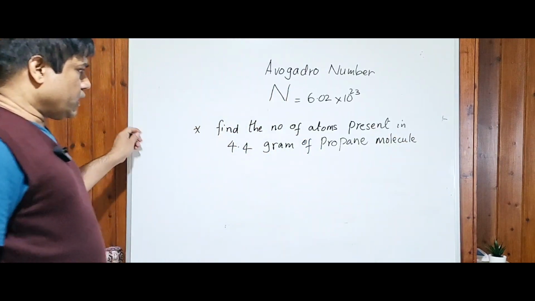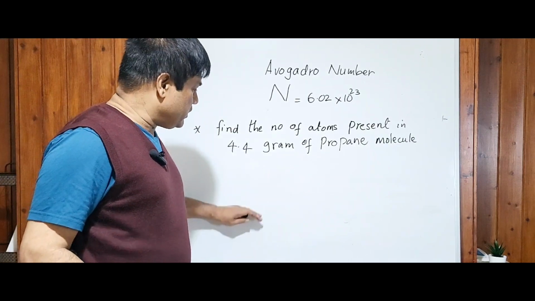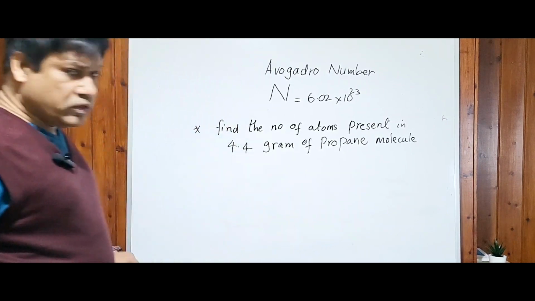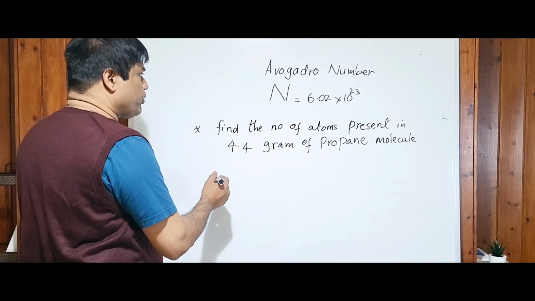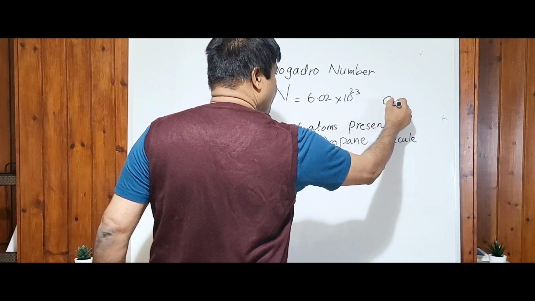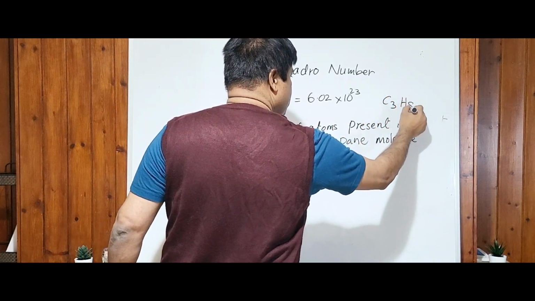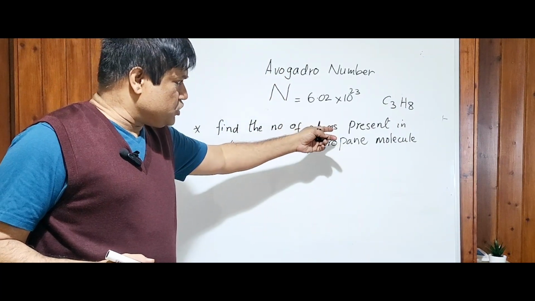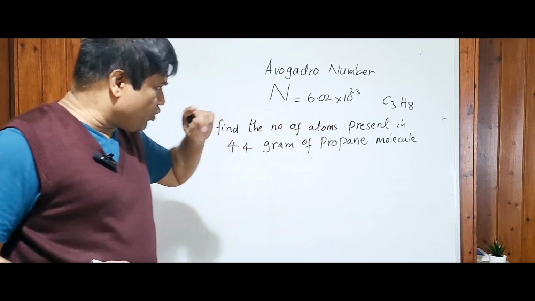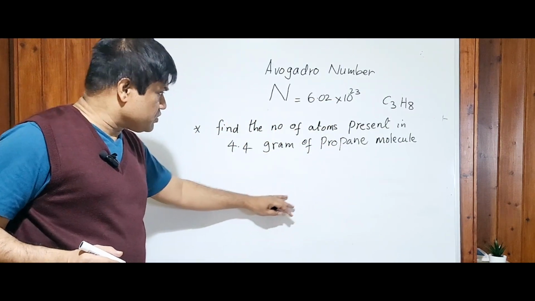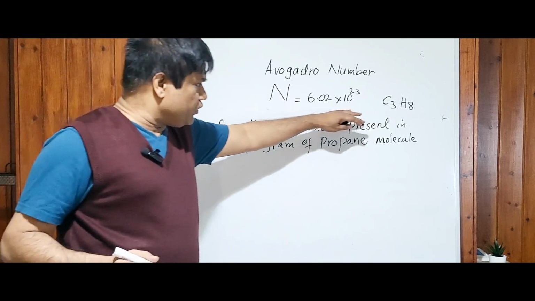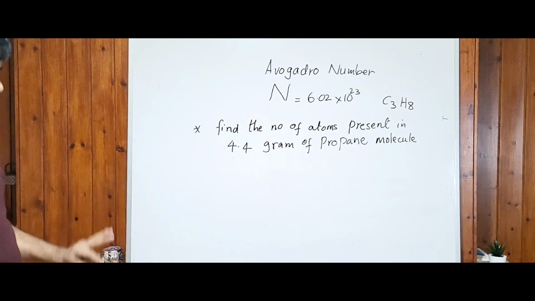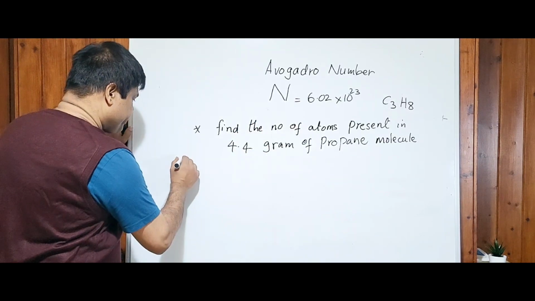Okay, how to figure out this question? Let's see. This time we have to work out the number of atoms present. Propane, what's the chemical formula of propane? Propane is C3H8, which is a hydrocarbon. It is a saturated hydrocarbon. I will teach you the chemical formula of propane in my future videos, but we have to work out the number of atoms present in the propane. Okay, step 1.